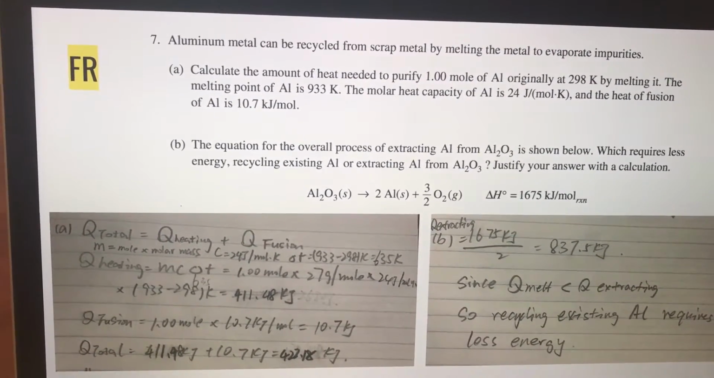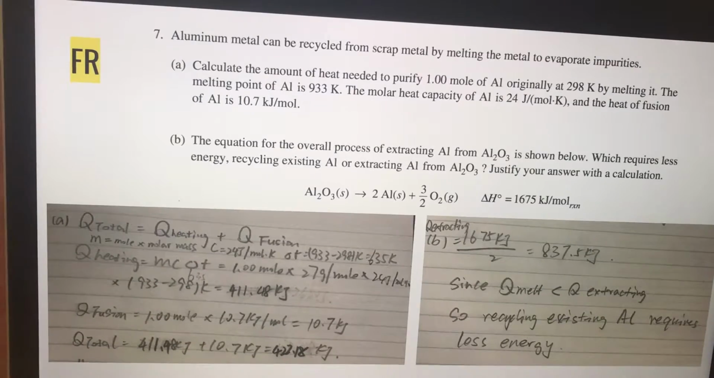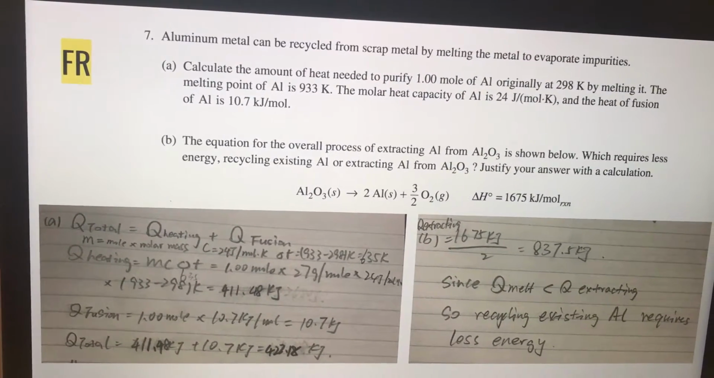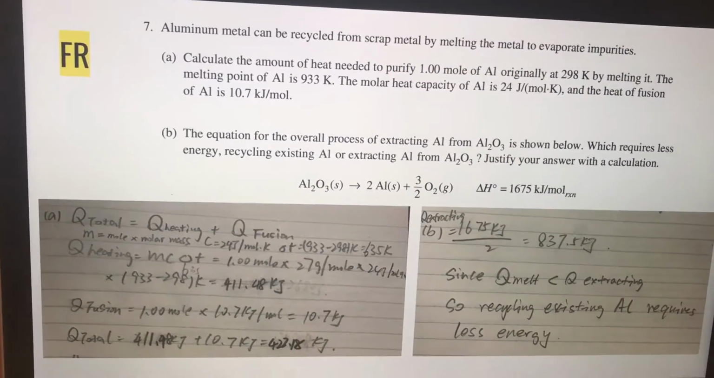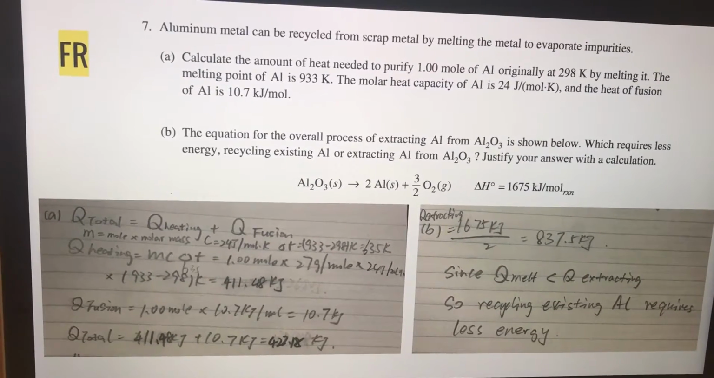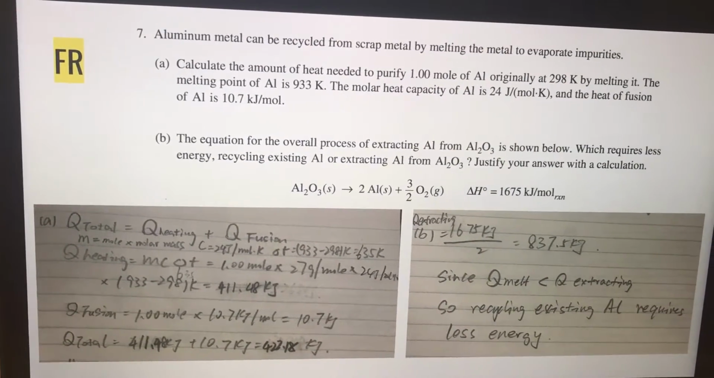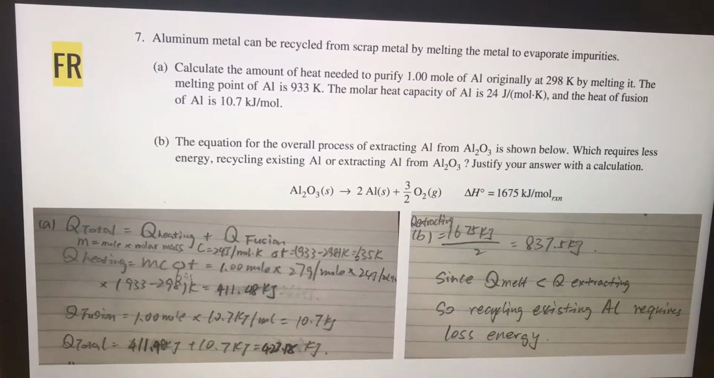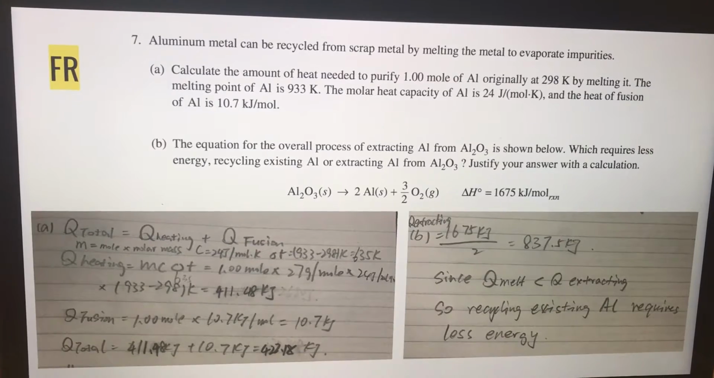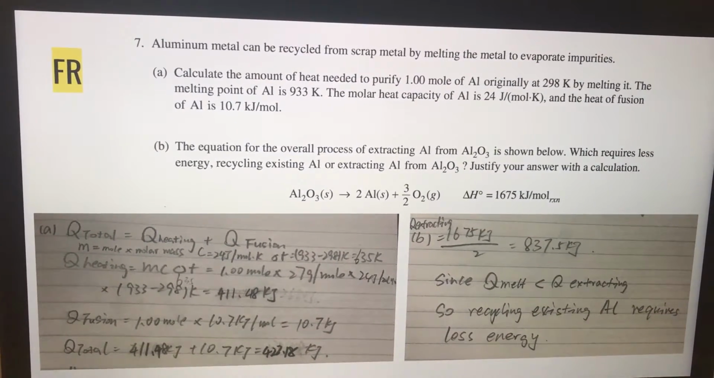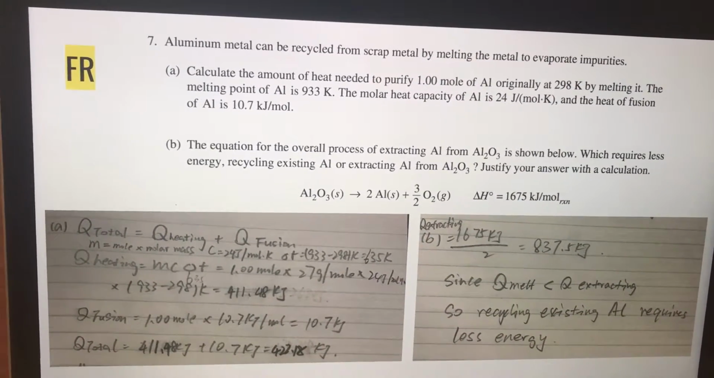Then we need to calculate our Q fusion with a really easy step. We just multiply 1 mole of aluminum by its heat of fusion, which equals 10.7 kilojoule per mole, and we get 10.7 kilojoule. Then we can get our final answer by adding these two quantities together, which equals 422.18 kilojoule. So let's move on to question B. The equation for the overall process of extracting aluminum from Al2O3 is shown below. Which requires less energy: recycling existing aluminum or extracting aluminum from Al2O3? Justify your answer with a calculation.